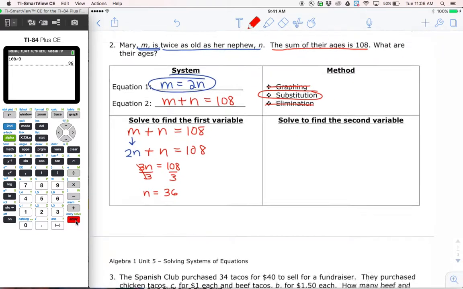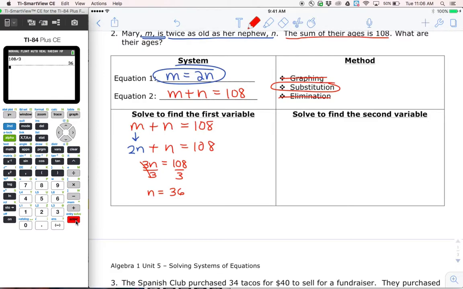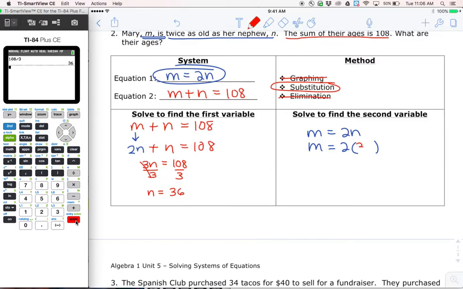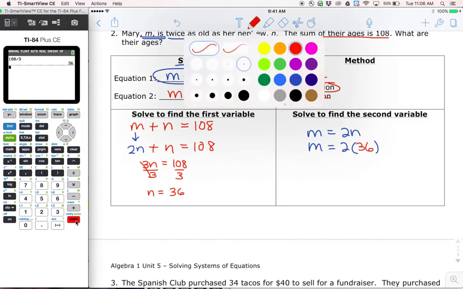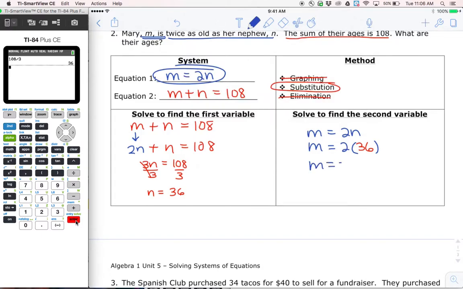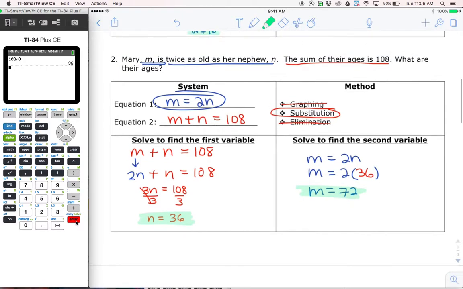Perfect. So if n is 36, I still have to find m. Luckily, I know that m is equal to twice n, which means that I'm just going to double the number 36, which I just found, to get the value of Mary, m, and we get m is equal to 72. And those are my answers, right? The nephew is 36, Mary is 72. We wrote two equations, we solved them. That's all we got to do in these ones.